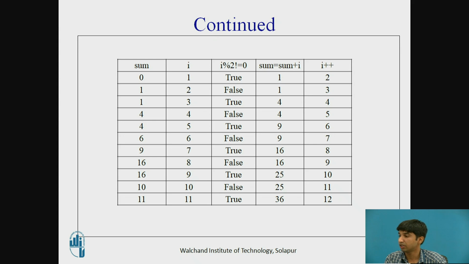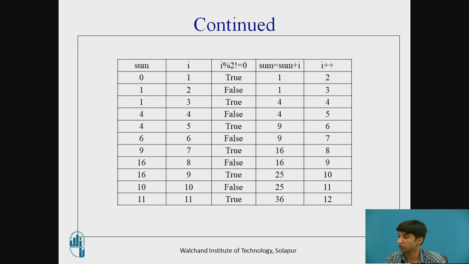And this 4 is an even number again, so the sum will be the same. For 5 it will be true. The previous sum was 4, 4 plus 5, 9. Now the i value will be incremented to 6. 6 is an even number. Then 9 plus 7, 16. Now 7 is an odd number, so it will be 16, and 7 will be incremented to 8. 8 is an even number. Yes, so 16 will be the same thing.